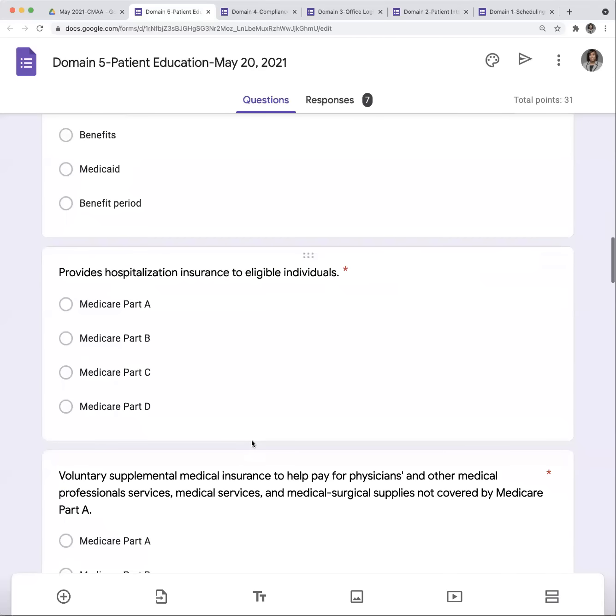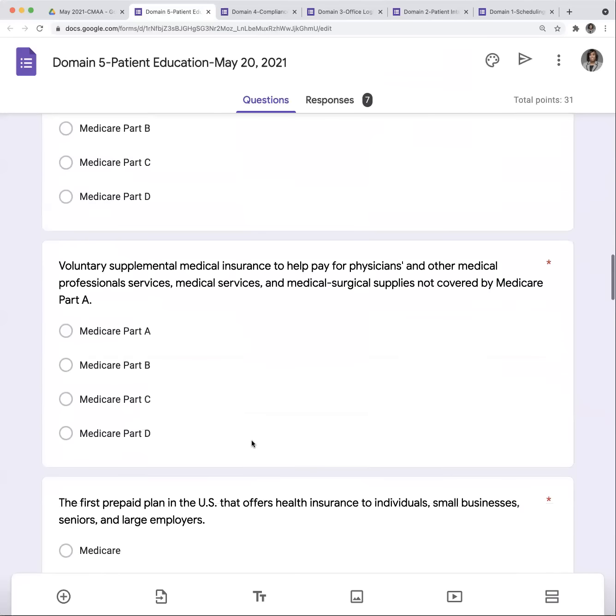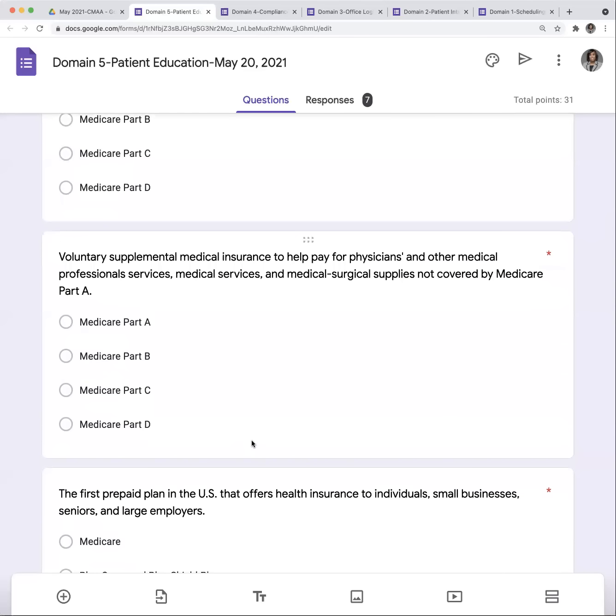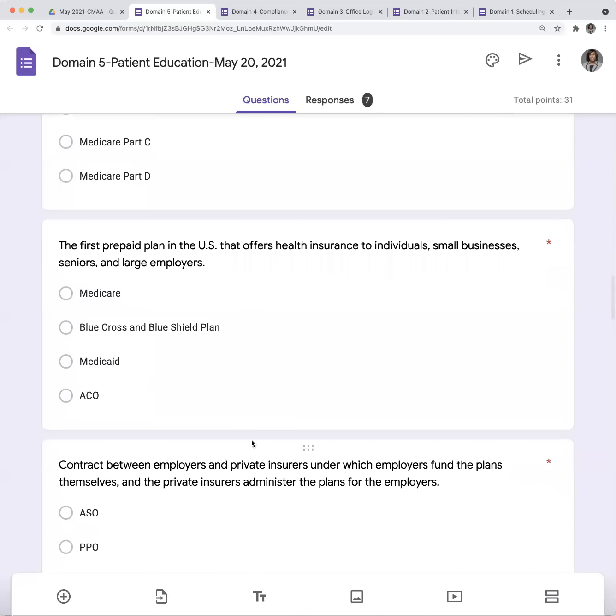Provides hospitalization to eligible individuals. Medicare Part A. Voluntary supplemental medical insurance to pay for physicians and other services not covered by A. Medicare Part B.